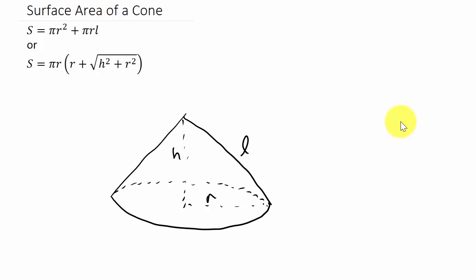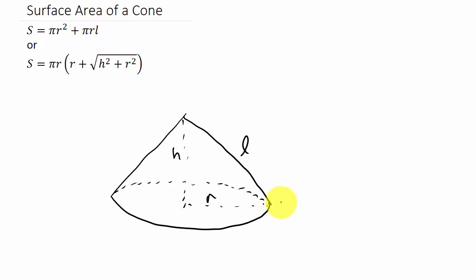Alright, so this video will look at finding the surface area of a cone. We've got two formulas here. The first formula says that the surface area is pi r squared plus pi times r times L. First off, R is the radius of the cone.